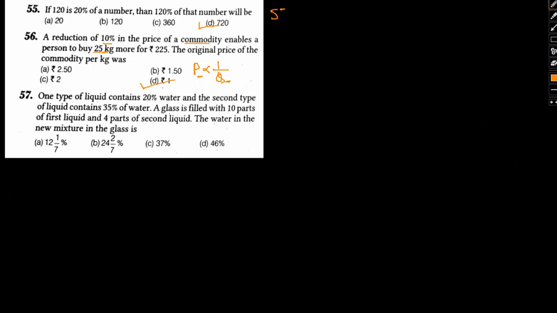Say 57. One type of liquid contains 20% water, the second type of liquid contains 35% water. A glass is filled with 10 parts of the first liquid and 4 parts of the second liquid. What is the water in the new mixture in the glass?